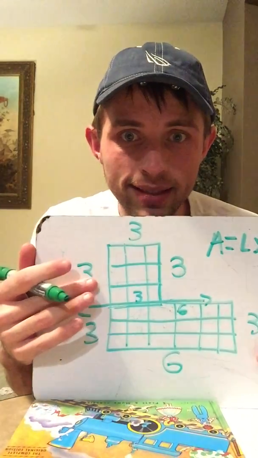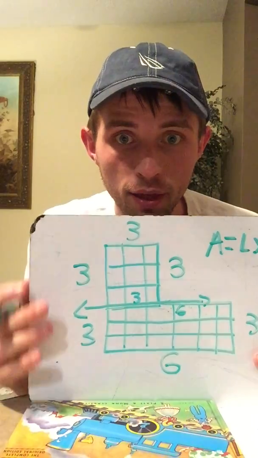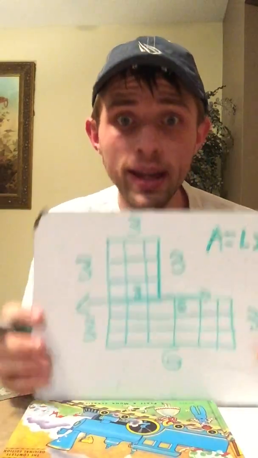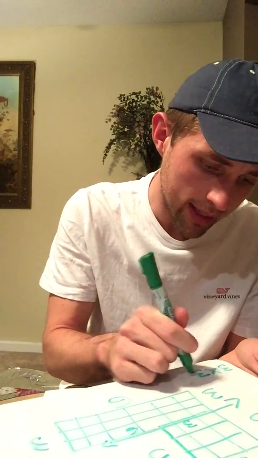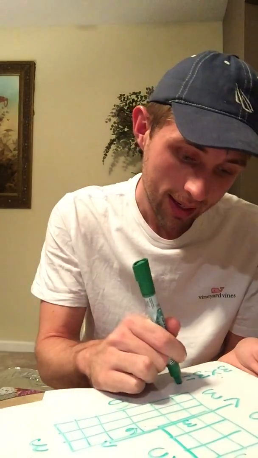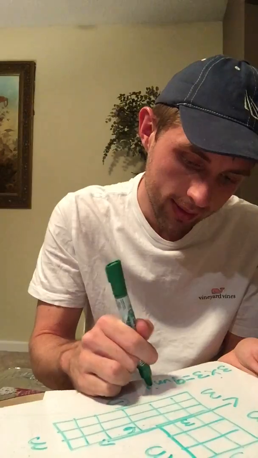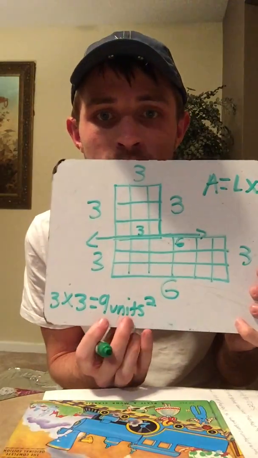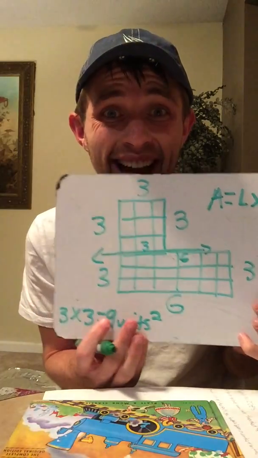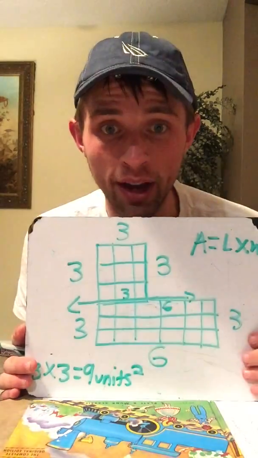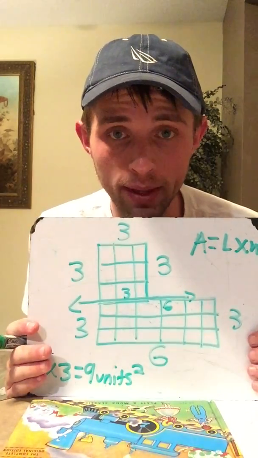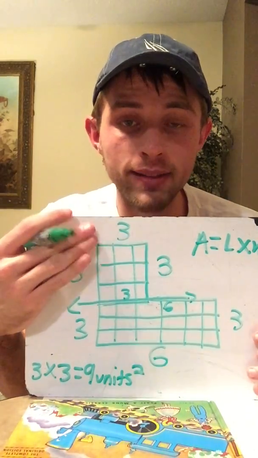What is the length of the square? 3. What is the width? 3. So I'm going to multiply 3 times 3, which is going to give me what? 9 units squared. Guys, do not forget to square your area and to include your units. It's not just 9, all right? It's 9 units squared because we're dealing with area and these are units, okay? I found the area for my square.